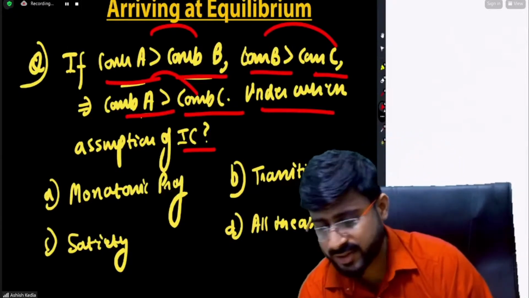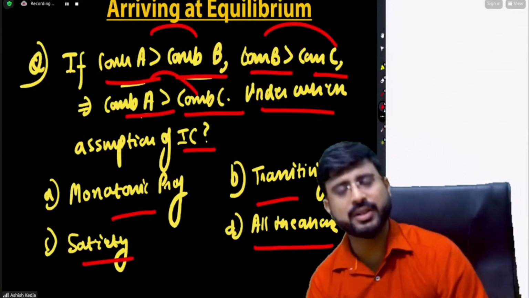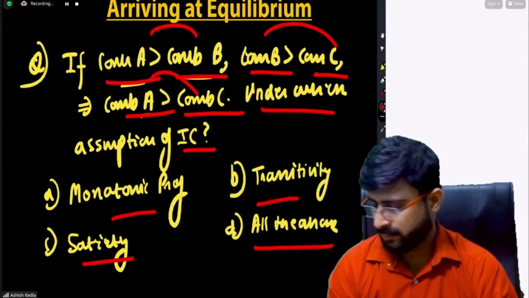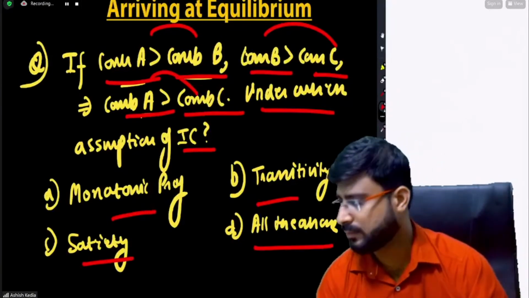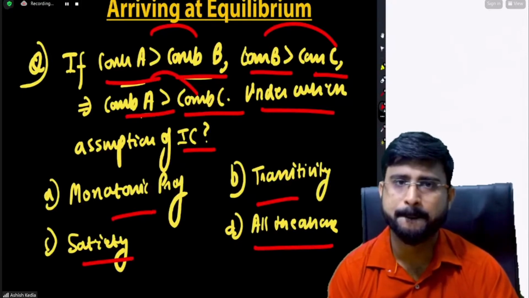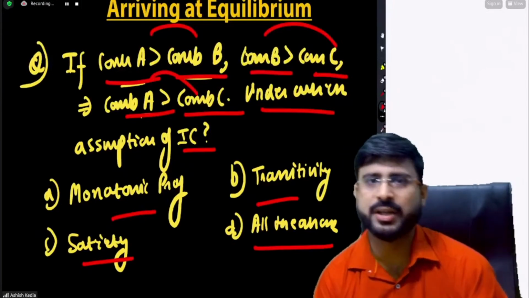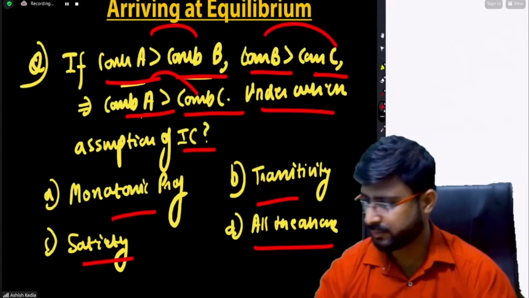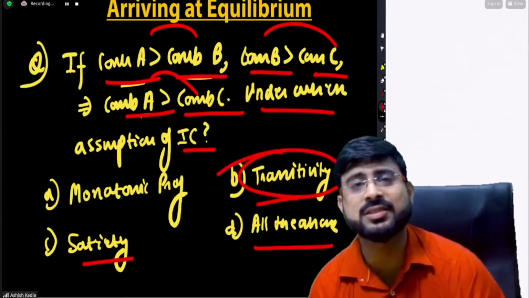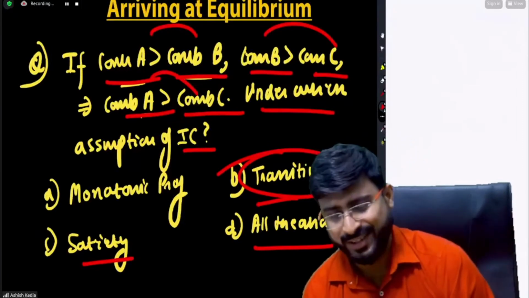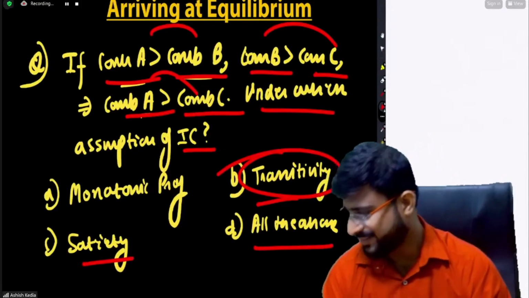Which assumption of indifference curve is highlighting this? A, monotonic, B, transitive, C, satiety, D, all the above. What say everyone? That's right. The answer is transitivity. Because monotonic preferences tells us that you will prefer more quantity. Transitivity talks about quality. So yes, answer is transitivity. Very good.